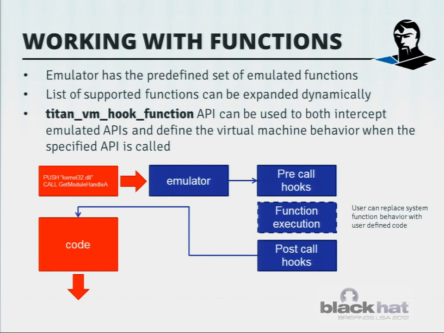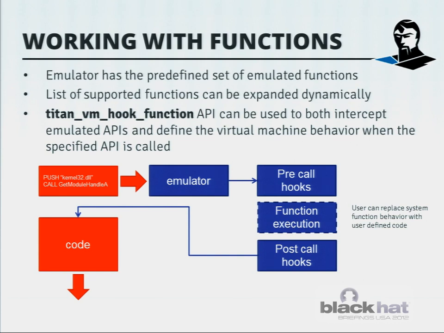As soon as that API is called, your callback gets called, which means that you can run any kind of code before the actual API is executed. Then the function is executed inside the emulator. So GetModuleHandleA really returns the handle for that DLL. And then you can additionally have a set of post-call hooks which take the return from that function and do other manipulations on it. So you can hook before the function, after the function, and you can even replace the functionality itself.